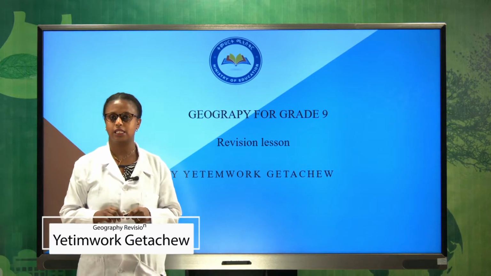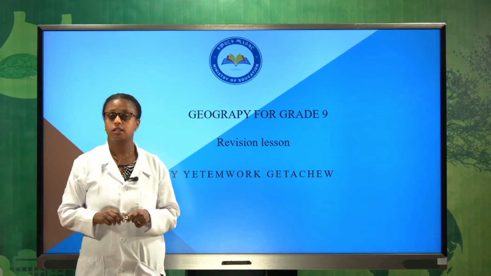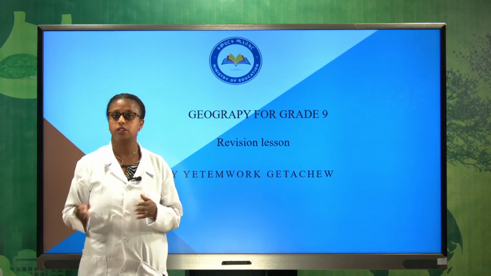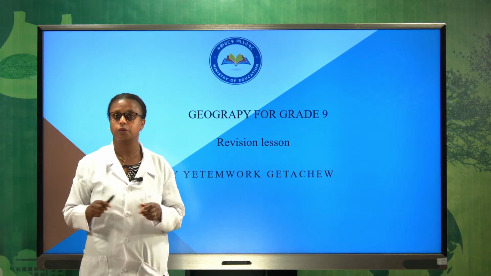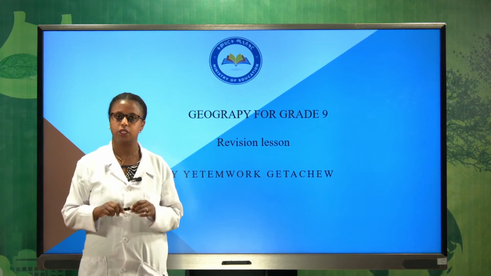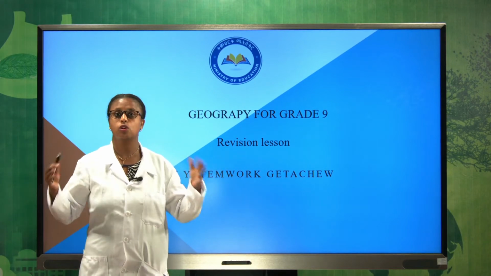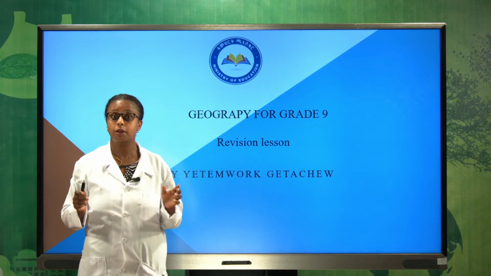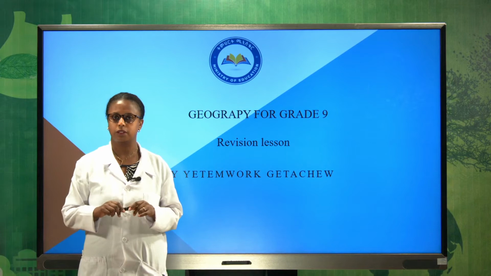In the previous lesson, we have seen the three sources of population data: census, sample survey, and vital registration. We have seen the difference between sample survey and census. Sample survey is less expensive than census because it doesn't involve the entire population. It tries to collect information from parts of the whole population, whereas census tries to count every person in the country. So this makes census very expensive.